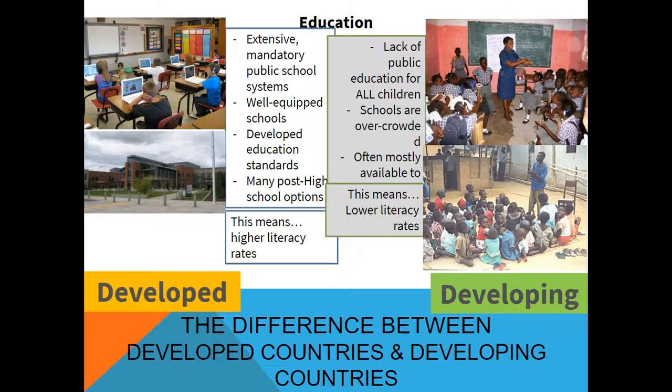So what I want you to think about right now is if a country has a low literacy rate, if you were one of the leaders of a country and you're looking at your literacy rates, and let's say only 50 to 55% of your population can read and write. Why would you be concerned about that? So think about that for a second.